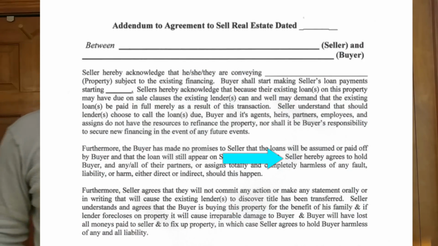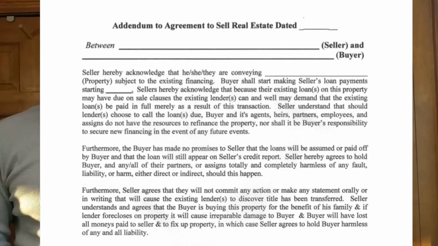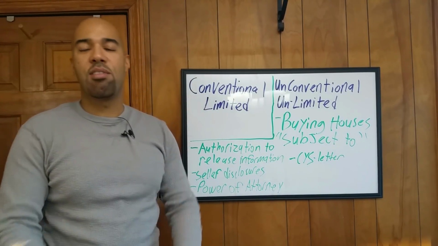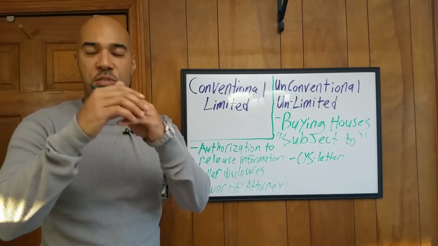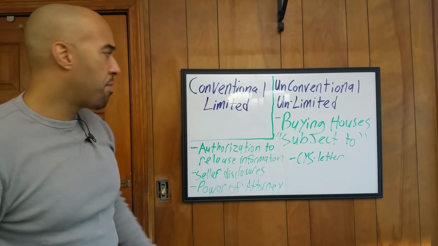Seller hereby agrees to hold buyer and any of their partners and assigns totally and completely harmless of any fault, liability, or harm, either direct or indirect, should this happen, should they call the loan. So that's just a few things. I can't give you everything, it's just so much to teach you. So this is part 2 of buying a house subject to. If you got any questions, shoot them in the comments below.